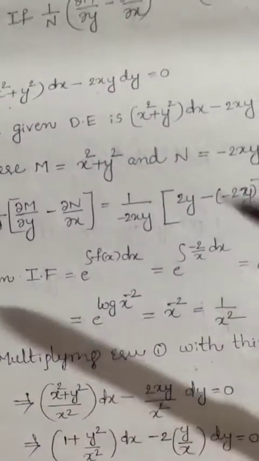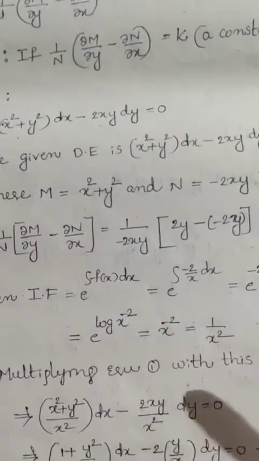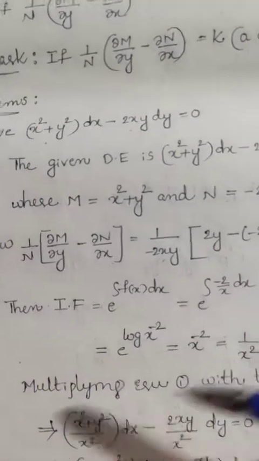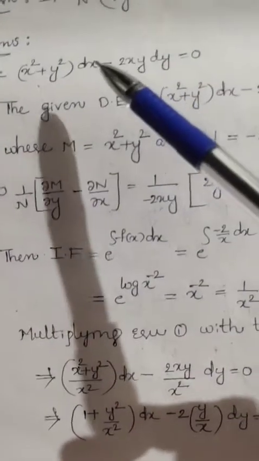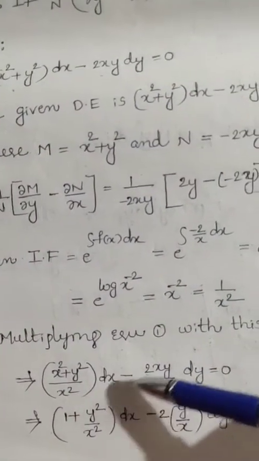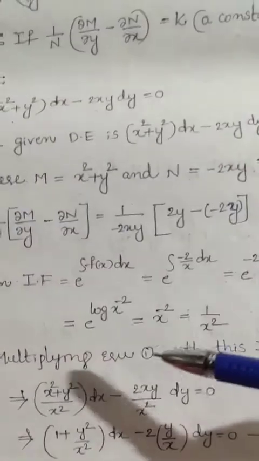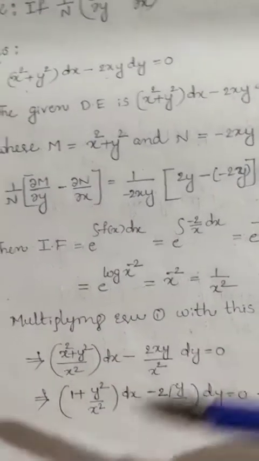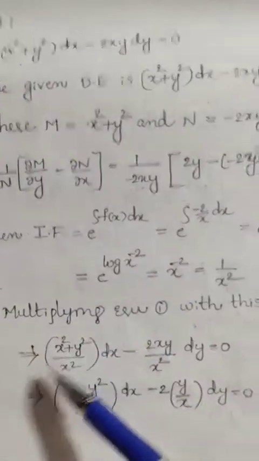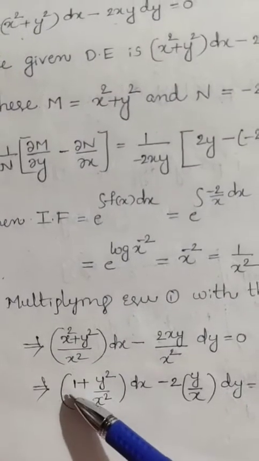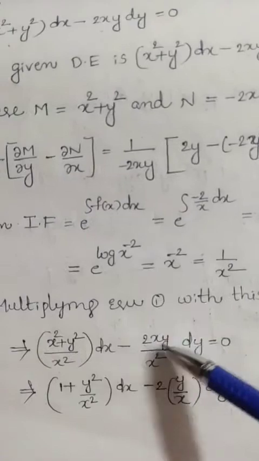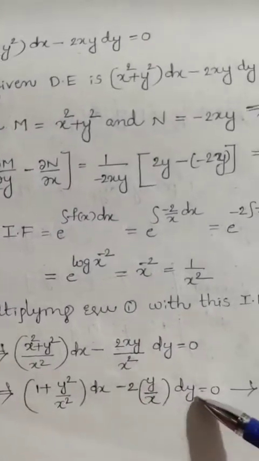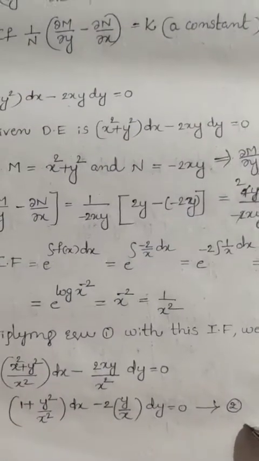Now multiplying equation 1 with this integrating factor, that is (x square plus y square) by x square into dx minus 2xy by x square into dy equal to 0. Here x square gets cancelled, (1 plus y square by x square) into dx minus 2 into (x cancels) y by x into dy equal to 0. This is equation number 2.